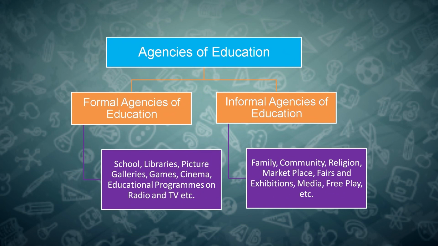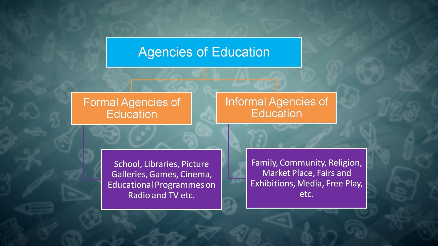Now let me proceed further to discuss the classification of different agencies of education. Just to recapitulate, as we have already discussed in our earlier video lessons, there are 2 types of agencies of education broadly: one is called the formal agency of education and the other is called the informal agency of education. Under formal agencies of education, I can say the school, libraries, picture galleries, games, cinema, and educational programs which are telecast or broadcast using radio and television come under the formal agencies. Under informal agencies of education I can take the names of family, community, religion, marketplace, fairs, exhibitions, media, free play, etc.